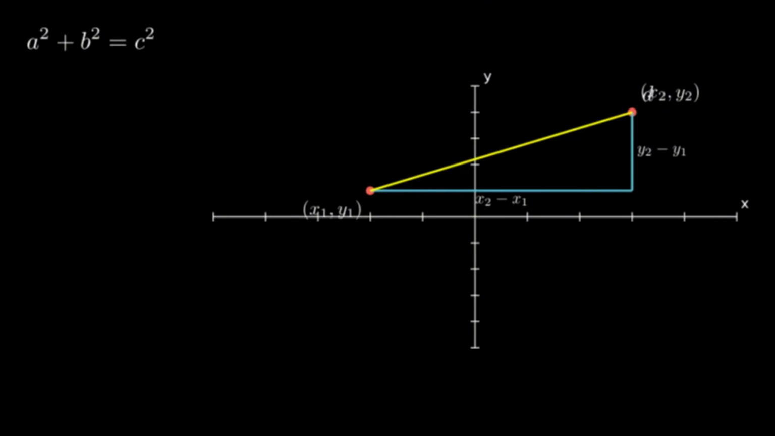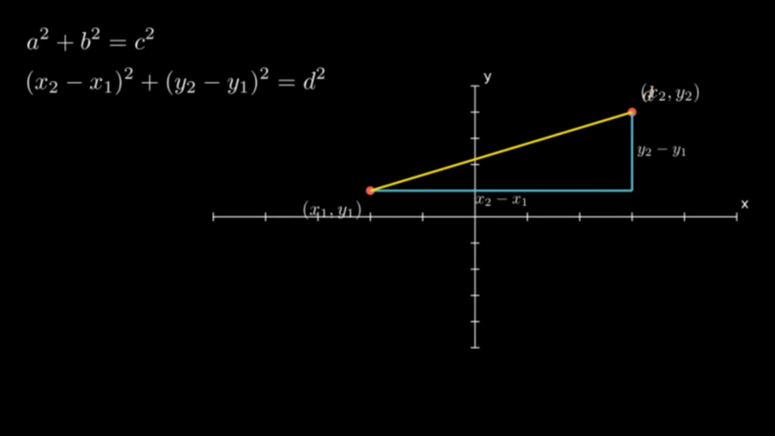Since we have a right triangle, we can apply the Pythagorean theorem, which states that a squared plus b squared equals c squared, where c is the hypotenuse and a and b are the other two sides of the triangle. In our specific triangle, the horizontal side represents the change in x-coordinates, which is x sub 2 minus x sub 1.